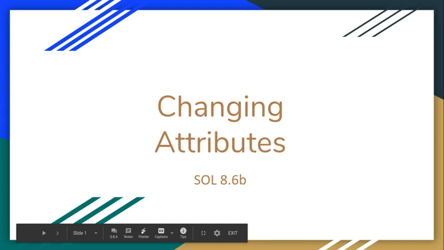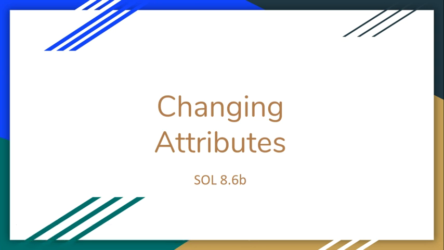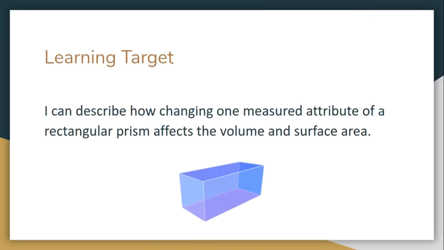Hi students, this is a presentation about changing attributes of a rectangular prism, and that is SOL 8.6b. Your learning target as we go through this presentation is: I can describe how changing one measured attribute of a rectangular prism affects the volume and surface area.